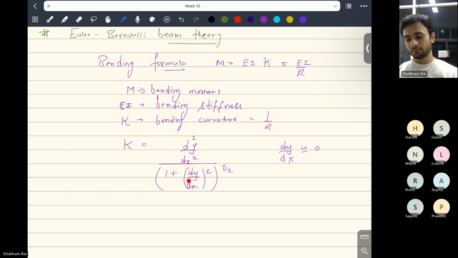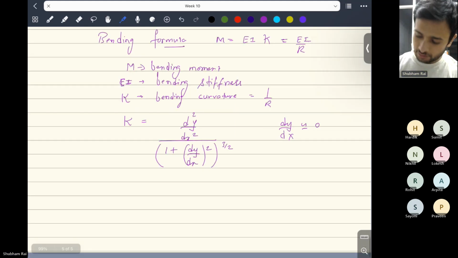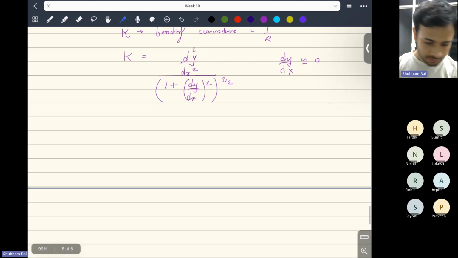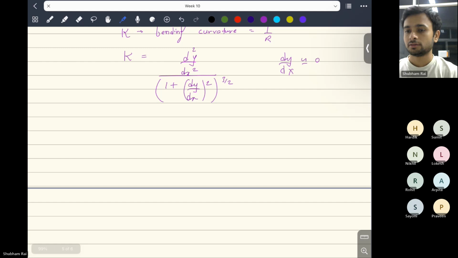It is valid for many structural beams because those are very stiff beams and they do not undergo large slope variation. They are not subjected to much larger slopes; before that they will fail. Anyway, let me quickly write. This is an acceptable assumption.